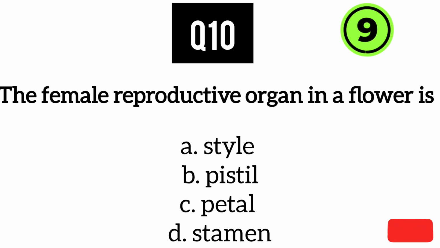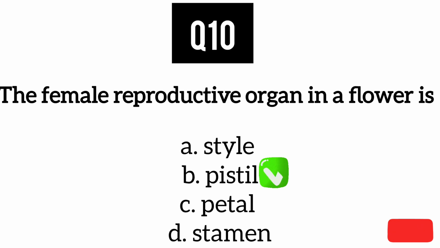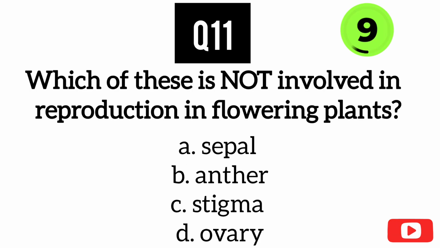Question 10. The female reproductive organ in a flower is called A. Style, B. Pistil, C. Petal, D. Stamen. So the correct answer is option B, pistil. Question 11. Which of these is not involved in reproduction in flowering plant? A. Sepal, B. Anther, C. Stigma, D. Ovary. So the correct answer is option A, sepal.